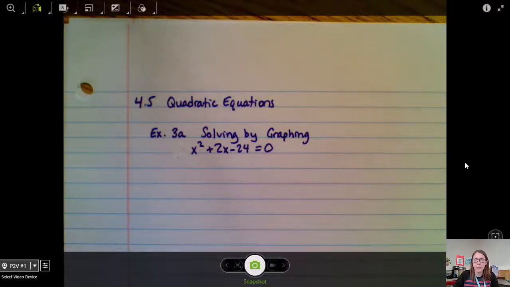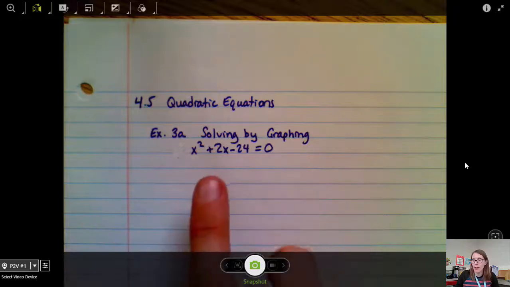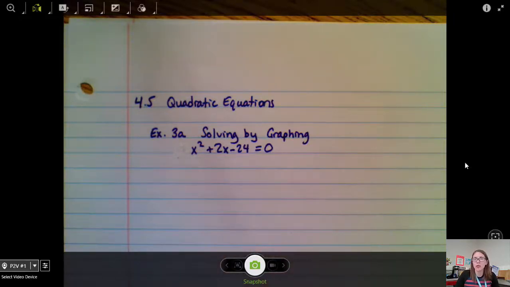Our next strategy for solving quadratic equations is to solve by graphing. In this case, I have the equation x squared plus 2x minus 24 equals 0. Now, sometimes these equations, like this one, are pretty easy to factor, but we're going to look at what this would look like as a graph.